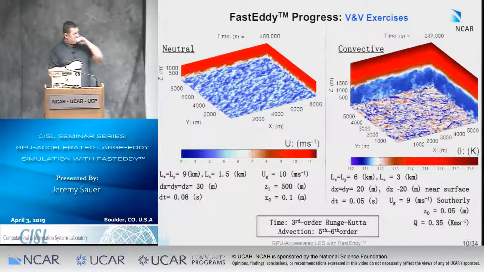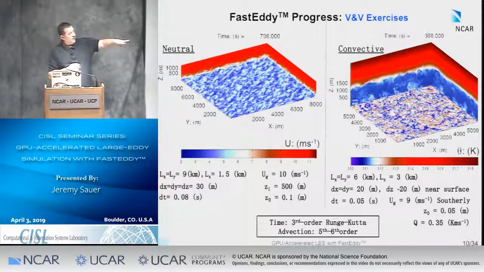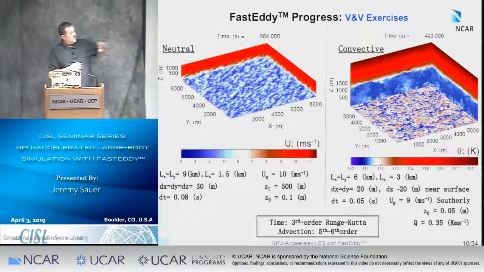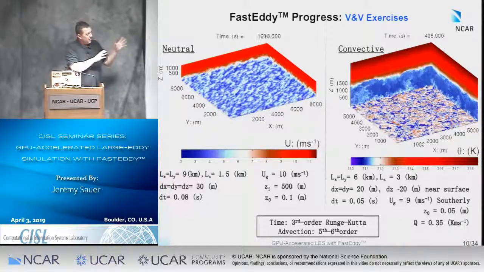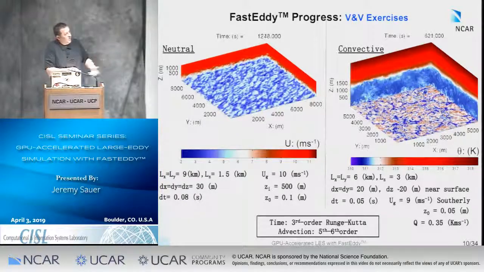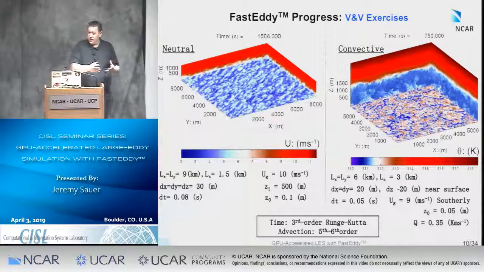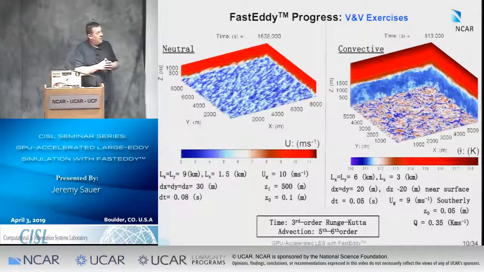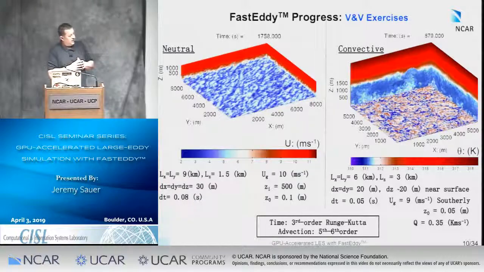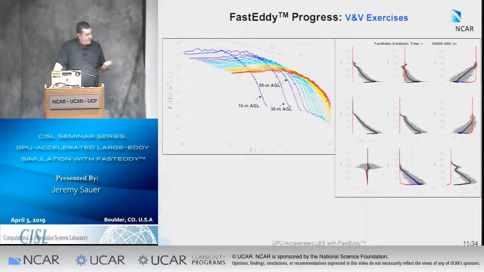being neutral and convective boundary layers. So you're looking again at a neutral case on the left, convective case on the right. You can see shear-driven turbulence characteristic of a neutral boundary layer in the left panel, whereas you have more buoyancy-driven turbulence, very different in nature, resolved in the simulation on the right in the convective case.